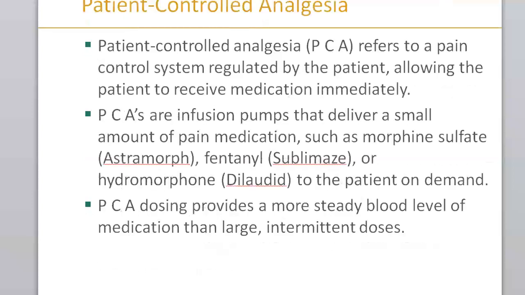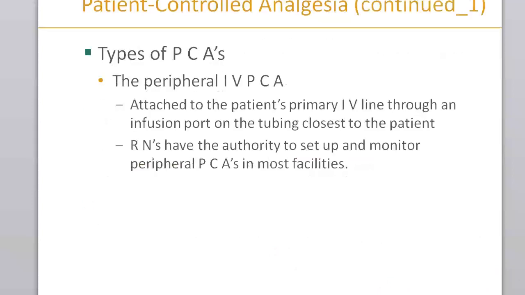And you might have a patient, after maybe a surgical procedure, who has a PCA pump. Patient-controlled analgesia refers to a pain control system regulated by the patient, allowing the patient to receive medications immediately. PCAs are infusion pumps that deliver a small amount of pain medication, such as morphine or fentanyl or hydromorphone, to the patient on demand, and the patients really have the control of giving the amount of medications they need. They provide a more steady blood level of medications than a large intermittent dose. And these are just the different types of PCA pumps, okay?